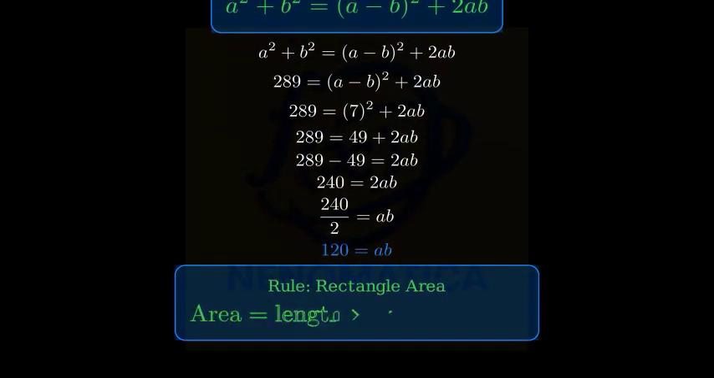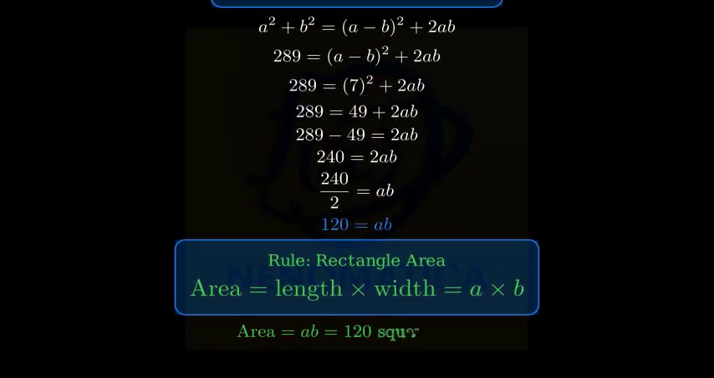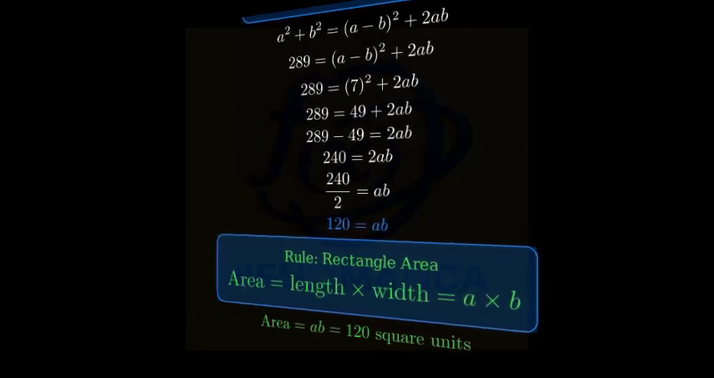Since the area of a rectangle is length times width, or a times b, we've found that the area of the rectangle is 120 square units. Let's visualize our rectangle in 3 dimensions to better understand the problem.